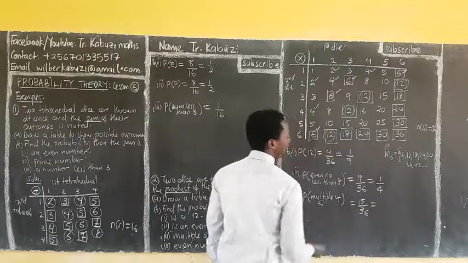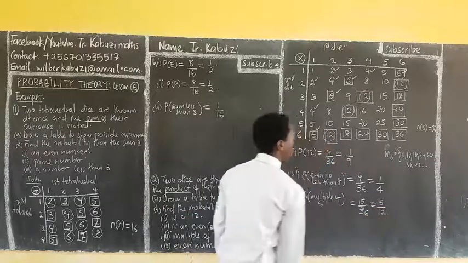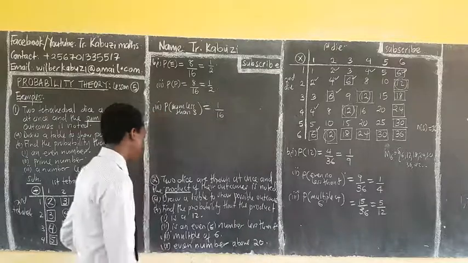You can divide by 3 to get 5, and by 3 here, you get 12. Before I give them in their simplest fractions.